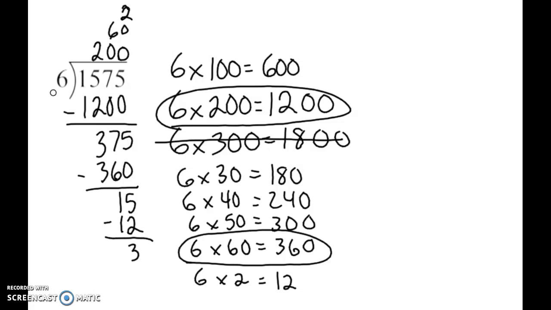We cannot take any groups of 6 out of 3 because 3 is smaller, so we know 3 is going to be our remainder. So we come to the top here, we're going to add all 3 of those up. We get 262. Then I can't forget about our remainder of 3.